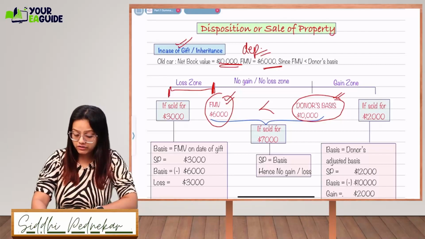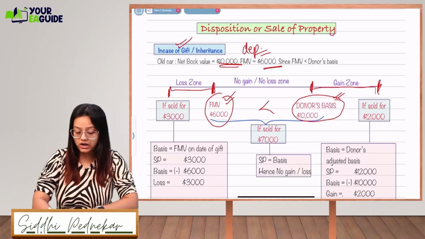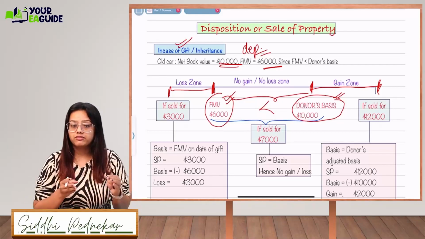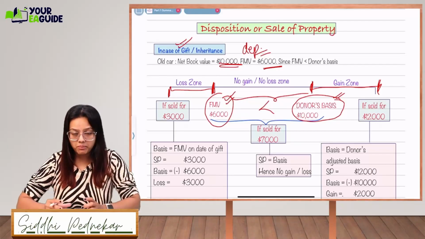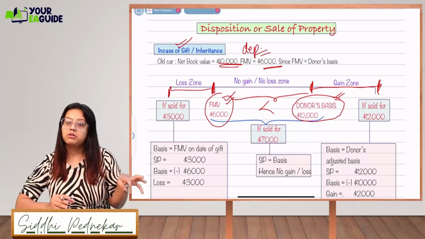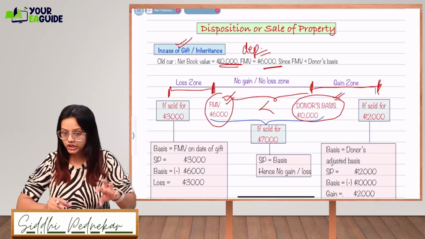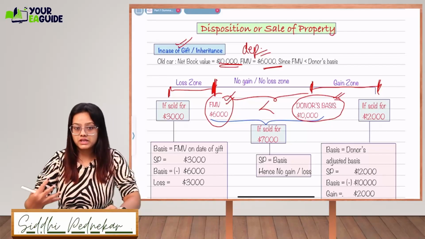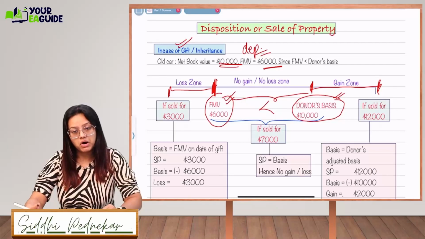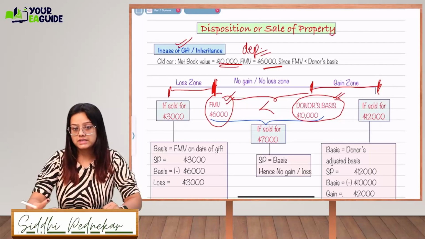Are you going to sell it for more than the cost basis, or are you going to sell somewhere in the middle of FMV and the donor's basis? Whenever you are going to sell this gifted property, which at the time of taking the gift was a depreciated property, you check what the sales price is at the time of sale.